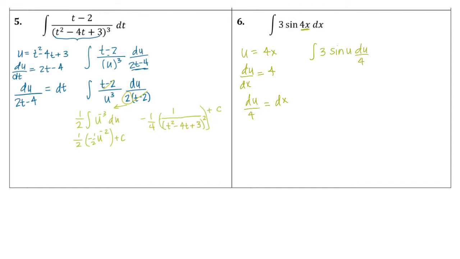Notice now we actually have a couple of things. We have this 3 that can move out, and this 4, so that's going to make 3/4 times the integral of sine u du. If we integrate, we get 3/4 times negative cosine of u, but we know u was 4x, and then plus c.